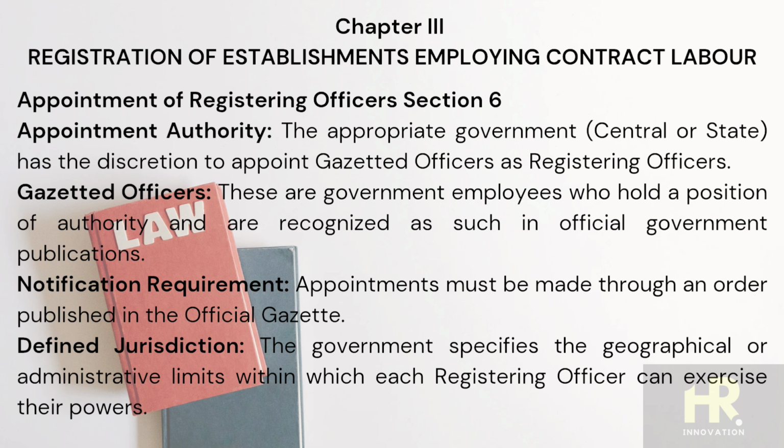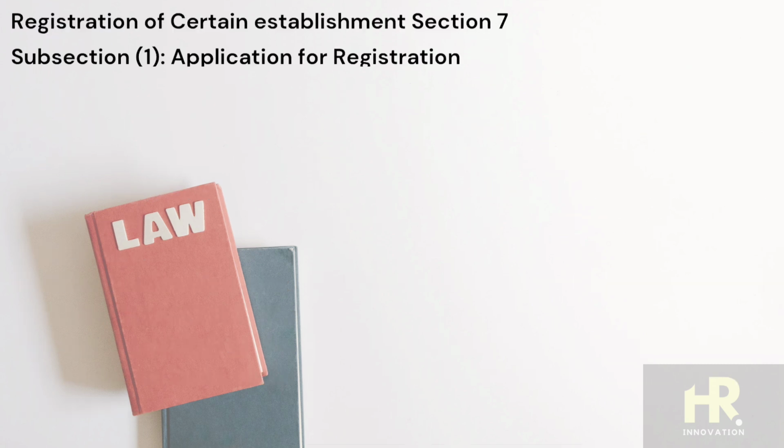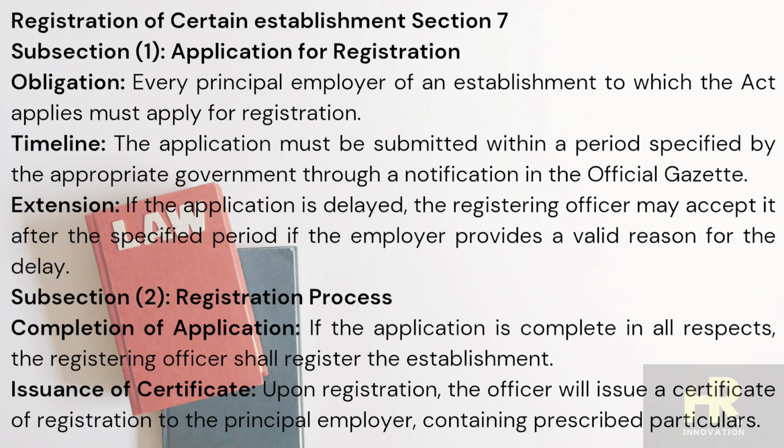These officers are usually gazetted officers, that means they are official government employees with authority, and their names appear in official government records. But here's the rule: these appointments must be officially announced in the Government Gazette, that's a public government document. And lastly, each registering officer is assigned a specific area or jurisdiction, where they can perform their duties under the Act. And that's all for Section 6, easy and clear. Every principal employer of an establishment covered by this Act must apply for registration.